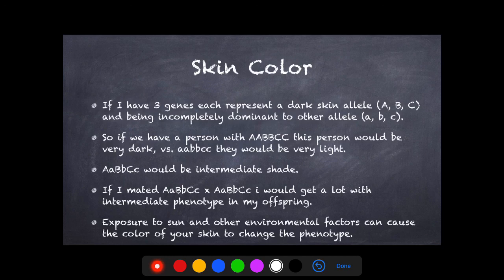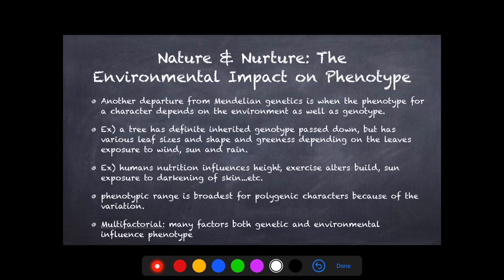And also you have to keep in mind that there are other factors that can influence your phenotype, like your skin. For example, if you're on vacation in the Bahamas, you are going to come back looking a little bit darker than your parents that stayed back home, right? So there are environmental factors that can cause some change in your phenotype.